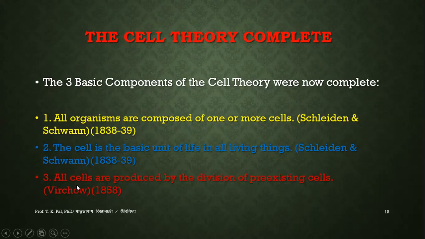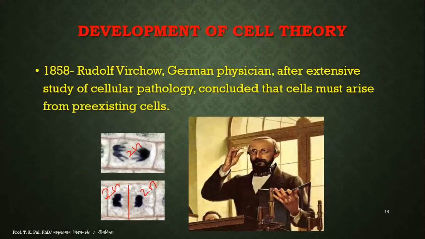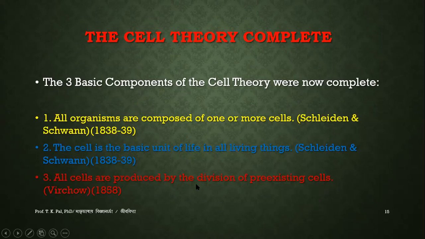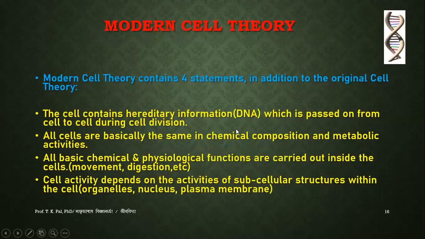And the third one is that all cells are produced by the division of pre-existing cells. So all cells have the dividing property, and they divide themselves to give rise to another two cells. So in this way, cells are multiplying. We have seen it in the earlier slide. These are dividing cells. So these three together are called the cell theory. Now we go to the next slide.